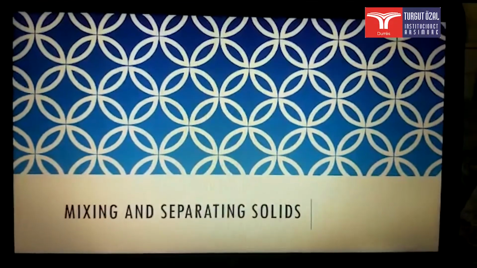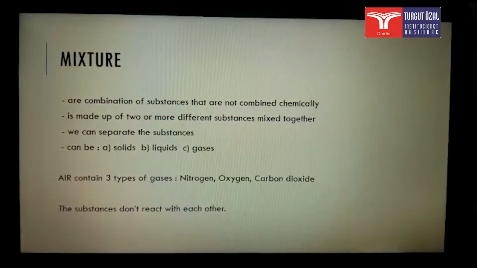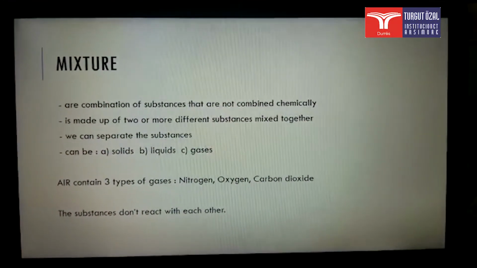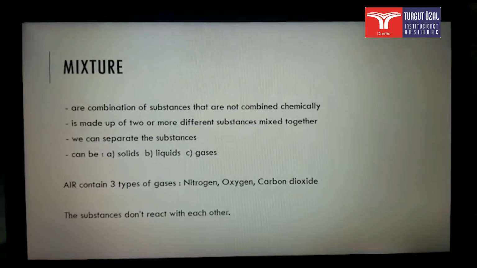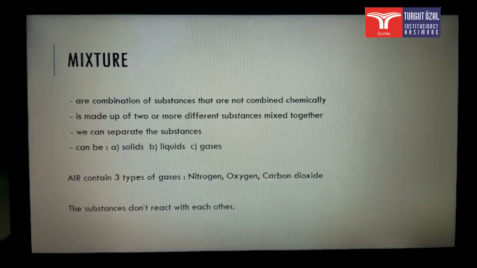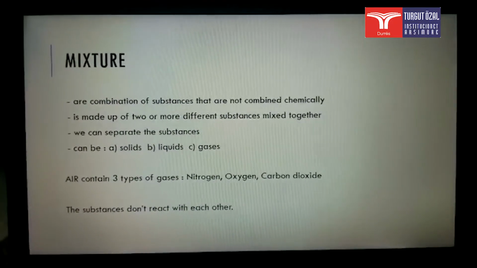Today we have a new lesson, mixing and separating solids. But what is a mixture? Mixtures are a combination of substances that are not combined chemically. A mixture is made up of two or more different substances that are mixed together. We can separate the substances in the mixture.